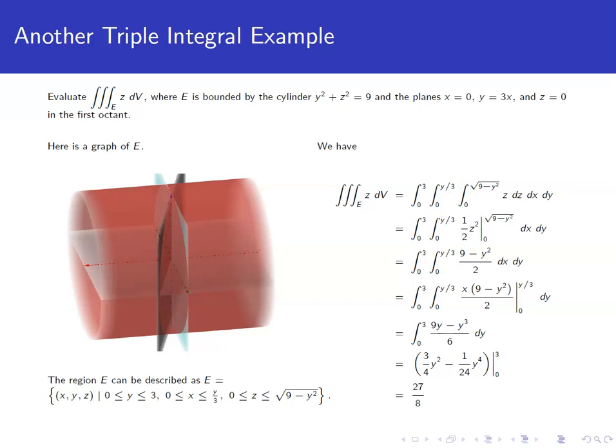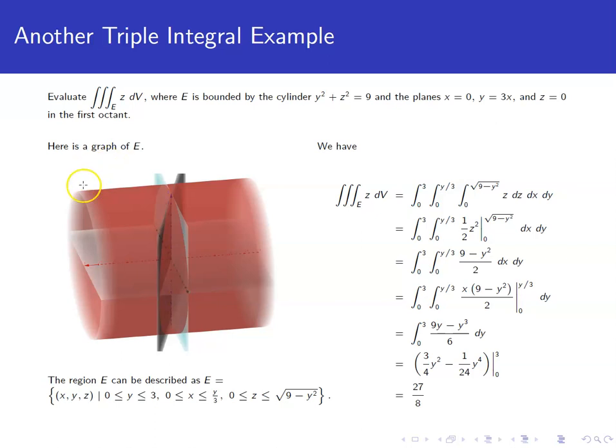In this video, we're going to look at another example of the triple integral. We want to do the triple integral of z dV over the solid E, where E is bounded by the cylinder y squared plus z squared equals 9, and the planes x equals 0, y equals 3x, and z equals 0. And we're only going to worry about the first octant.